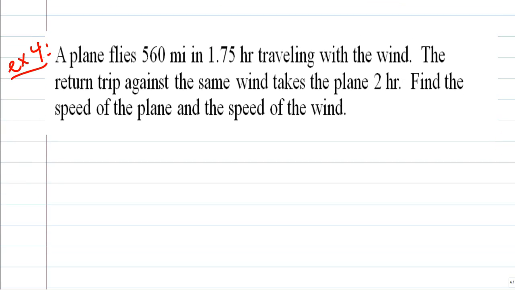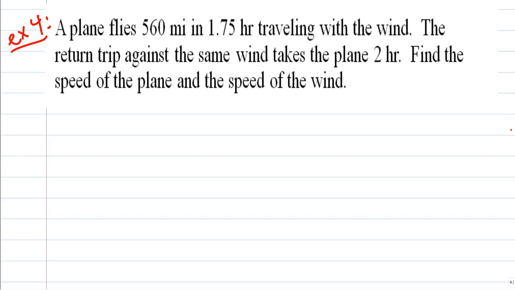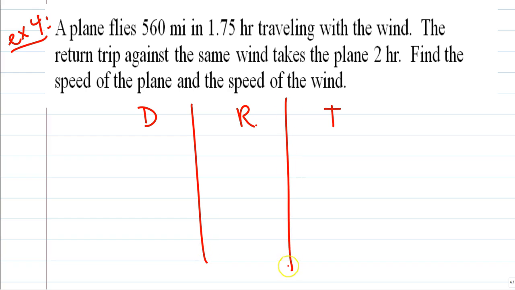I think this is our last one. If a plane flies 560 miles in 1.75 hours traveling with the wind, and the return trip against the same wind takes the plane 2 hours, find the speed of the plane and the speed of the wind. Okay. This is a D-R-T question. We have distance, rate, and time. And I love the way this book handles this. They set this up into a really nice diagram.